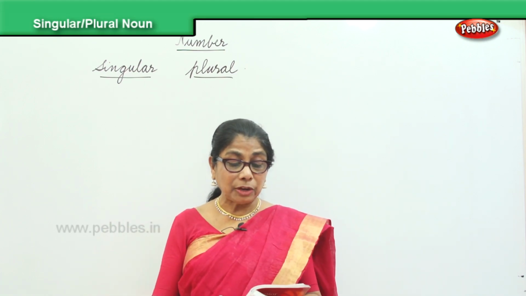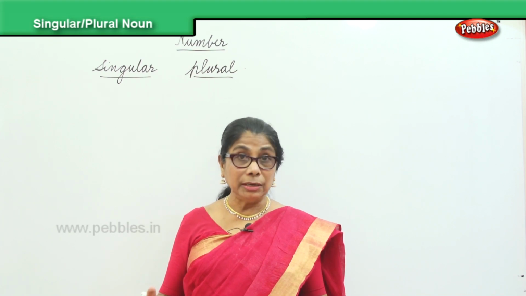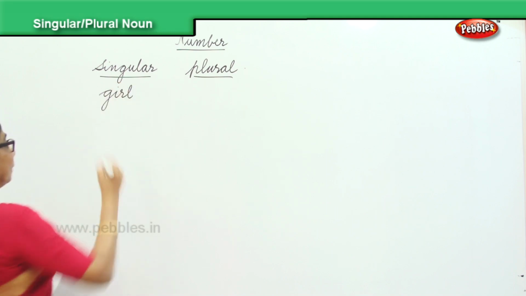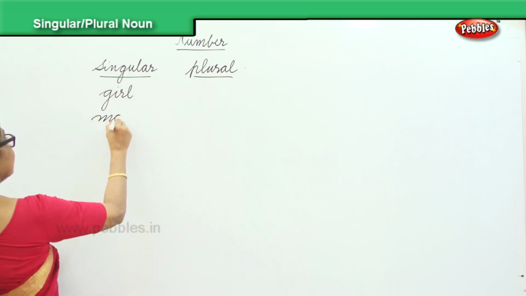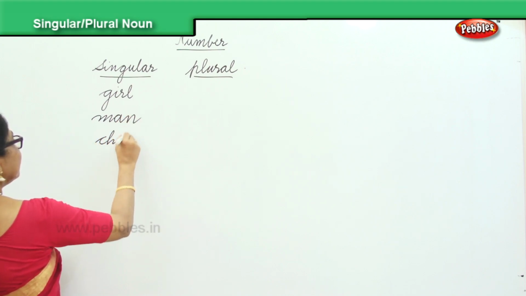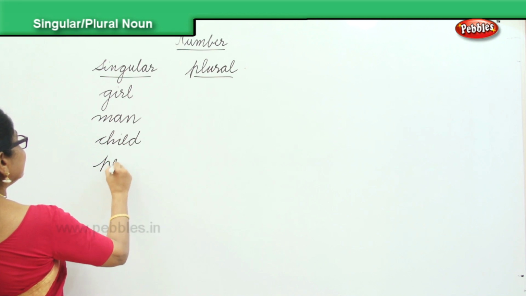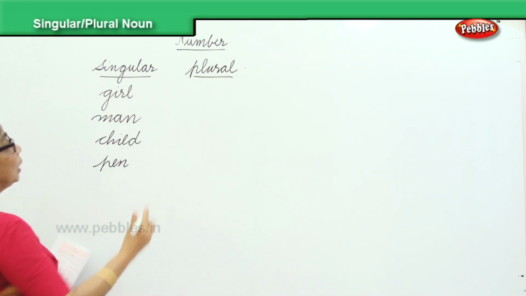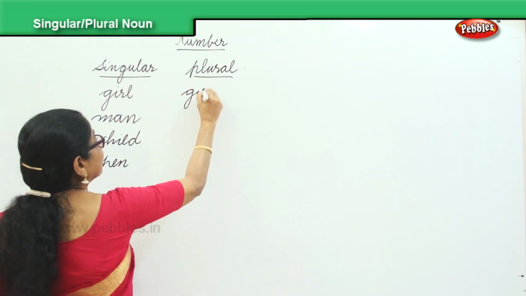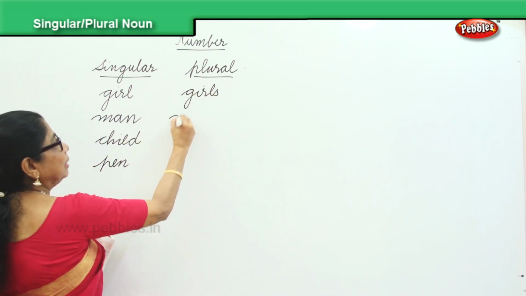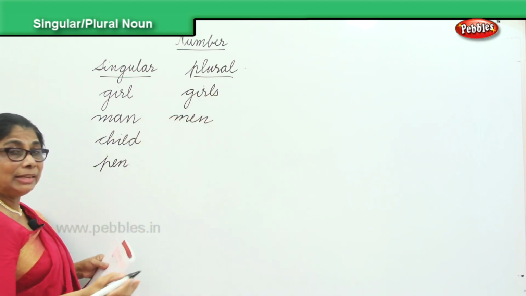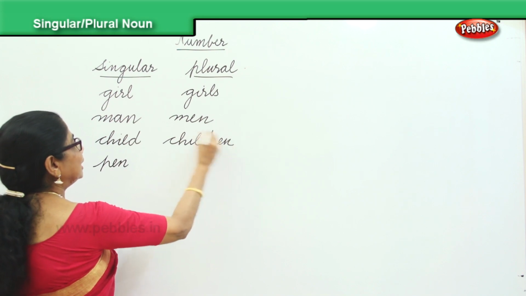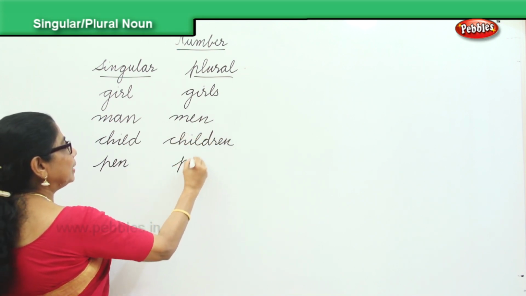Okay. Now, examples of singular number, you will say girl, man, child, pen. So you have one girl, one man, one child, one pen. Same thing, when you say it's a plural number, you say girls. For man, number of men, you will say men. We have many children in the class, we say children. Pen, if you have 5, you say pens.